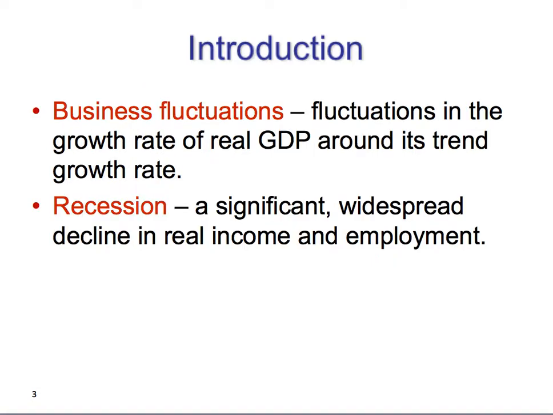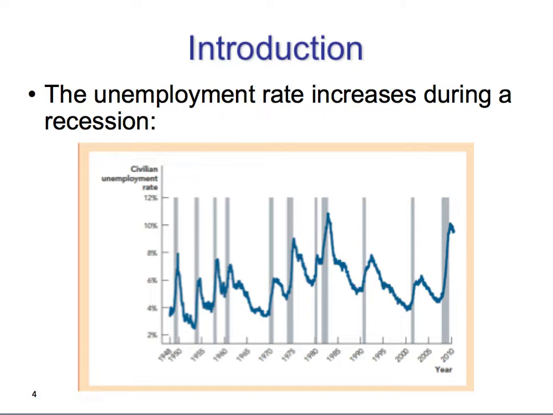So business fluctuations are fluctuations in the growth rate of real GDP around its trend growth. A recession is a widespread and significant decline in real income and in employment. We can see that the columns of light blue shading are when the recessions have occurred over the last 50, 60 years, and they correspond with spikes in the unemployment rate.